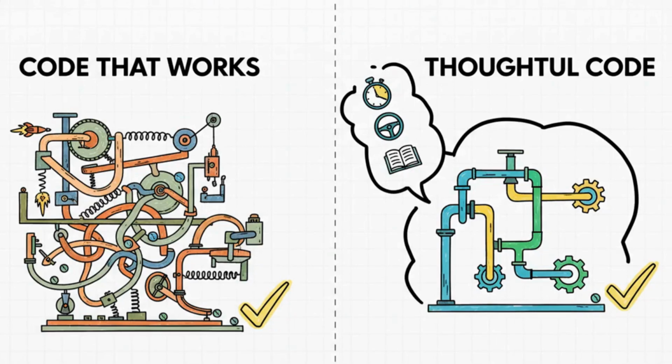And that's the real takeaway here. Writing code that works is the minimum requirement. Great engineers, the ones who get hired, write thoughtful code. They choose the right tool for the job, and more importantly, they can explain the why. They can talk about the trade-offs between performance, readability, and control. That's the skill that truly matters.